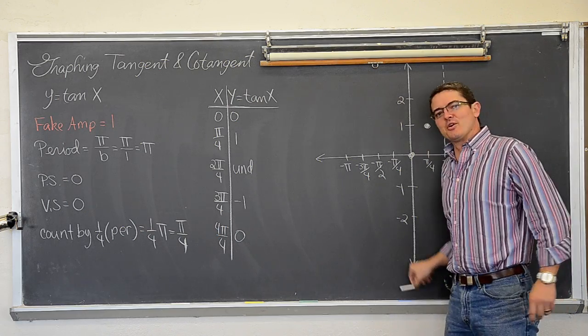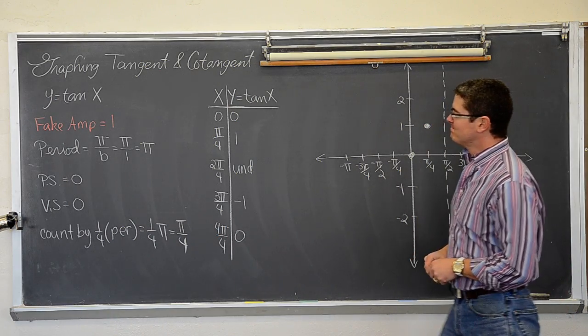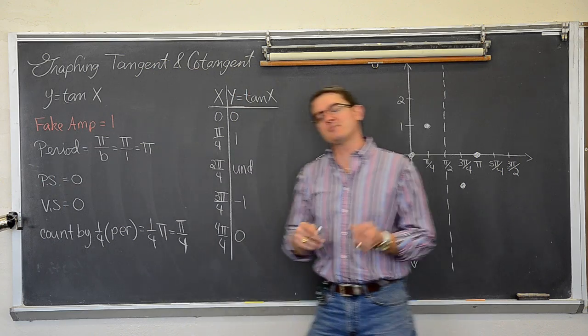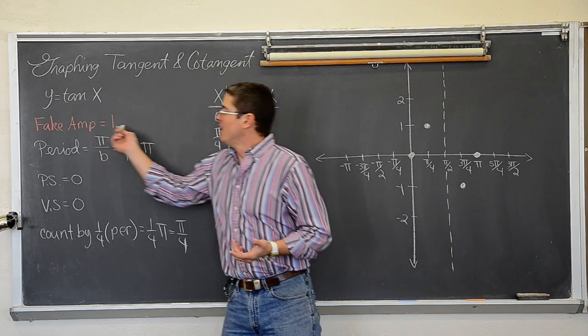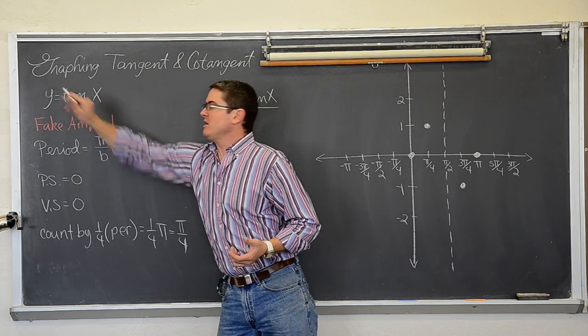Alrighty, camera's a little bit crooked, but let's get going anyway. So y equals tangent of x. We're going to set up the parent function, no transformations. So we have a fake amplitude of 1, our leading coefficient is 1.